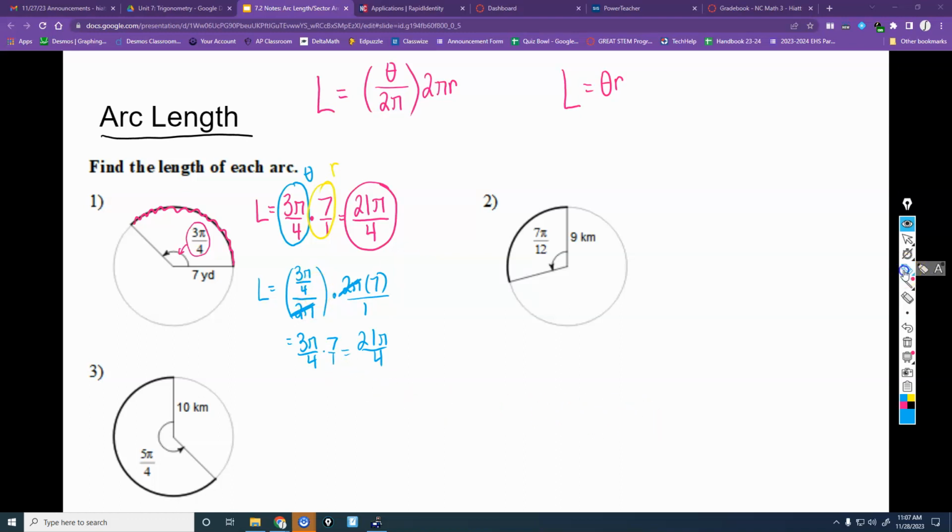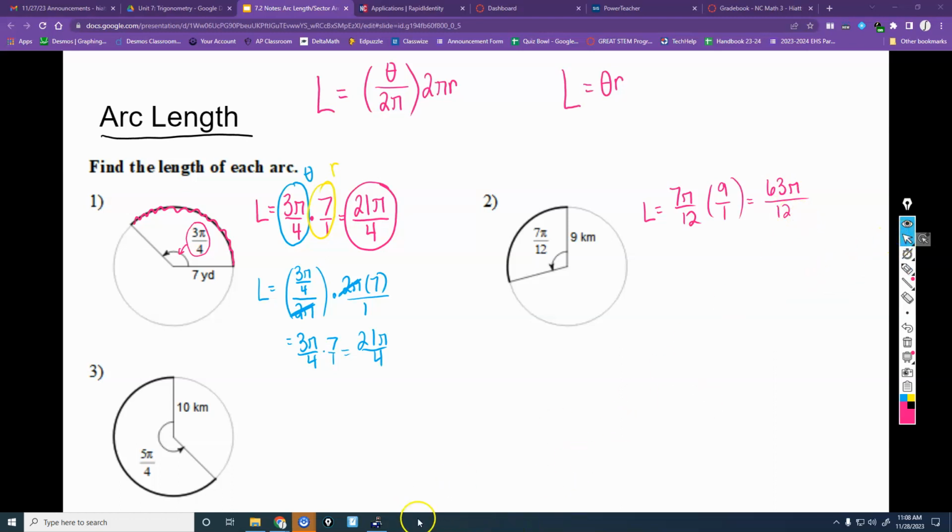Okay, so if we have to do number 2, then we could just do the angle, which is 7 pi over 12, times our radius, which is 9. We'll put 9 over 1 since it's not a fraction. I'm going to multiply across, so 7 times 9 is 63 pi over 12. I didn't check on this last one to see if that would reduce.